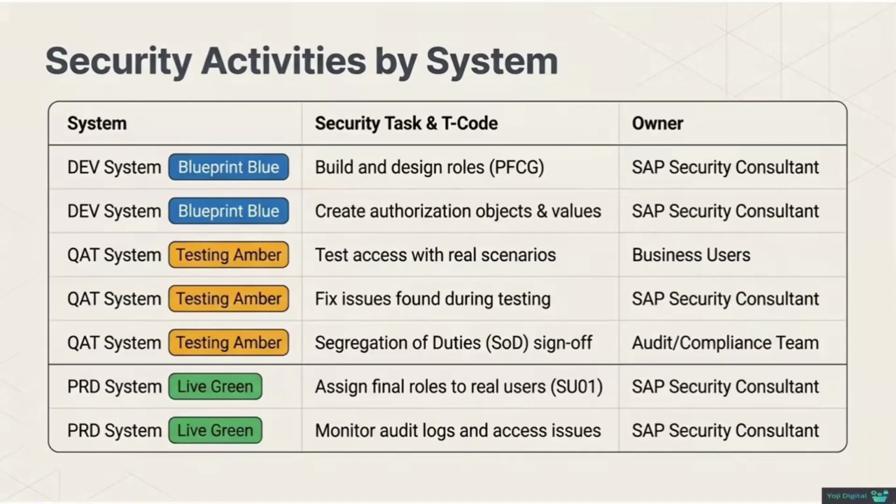This is the same slide which we have discussed so far. Whatever I have explained, it is already written here: what you do in the development system, what you do in the quality system, what you do in the production system. Who is the owner at each level and what's the security task at each system. I have mentioned all that in a separate slide. You can go through that one.